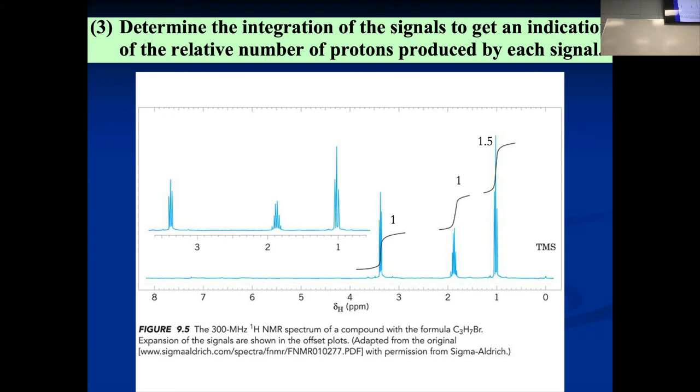So integration gives you the number of hydrogens? It tells me the relative number of hydrogens, yes. I know that relatively I've got 1 to 1 to 1.5. But as Jason mentioned, I can multiply through and get 2 to 2 to 3. Or I could have multiplied through by 4 and gotten 4 to 4 to 6. But I know what the formula is, so I know that it has to add up to 7. So I'm going to multiply it through by 2. Good.